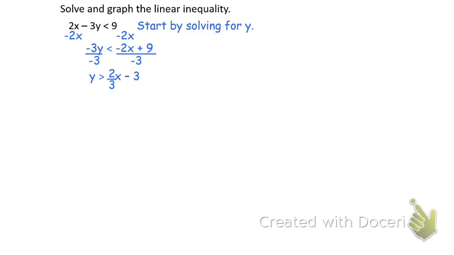Now we have y is greater than. Negative 2 divided by negative 3 is positive 2/3, so we get 2/3 x. And 9 divided by negative 3 is negative 3, so we get y is greater than 2/3 x minus 3. Let's go ahead and graph this.